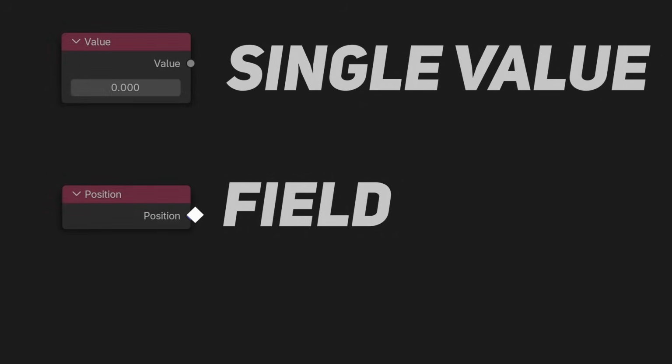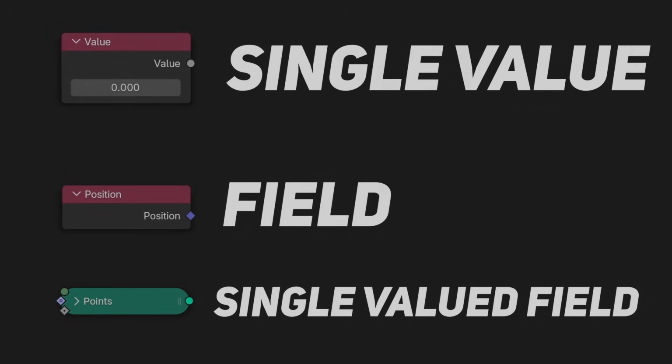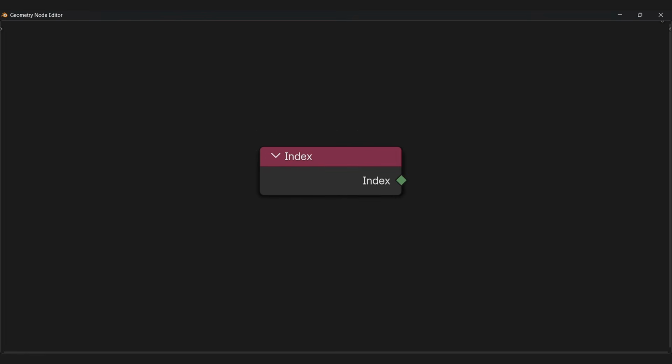If the node socket is a circle, it outputs a single value. If the node socket is a diamond, it outputs a field. If the node socket is a diamond with a circle inside, the node can output a field but is currently outputting a single value. Some nodes that output fields are the position node, index node, ID node, or the normal node. But there is a little more caveat to fields, because when I said a field is more than just one value, I lied. Now hang on with me for a second.